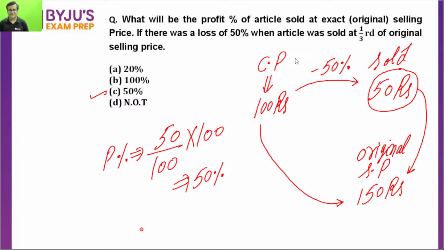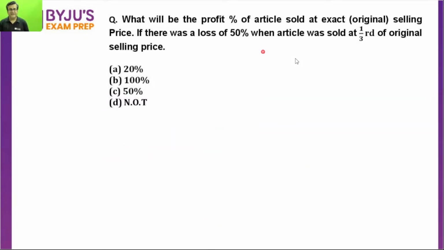Just take the screenshot at least first. I know the language of this question is a bit confusing. One time you will not understand, the second time it will be clear to you for sure. And when I give you one more example of the same type, you will understand. Okay. Chaliye. What they are saying: there is a loss of 50%.